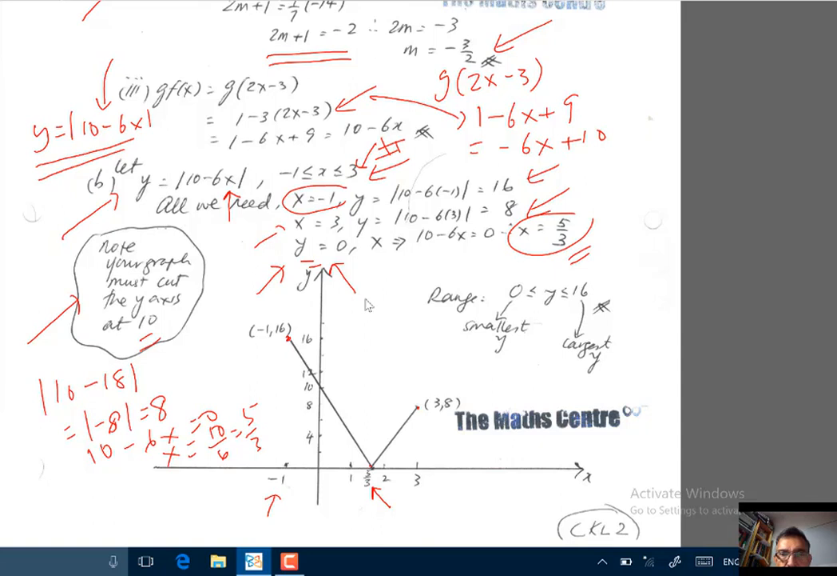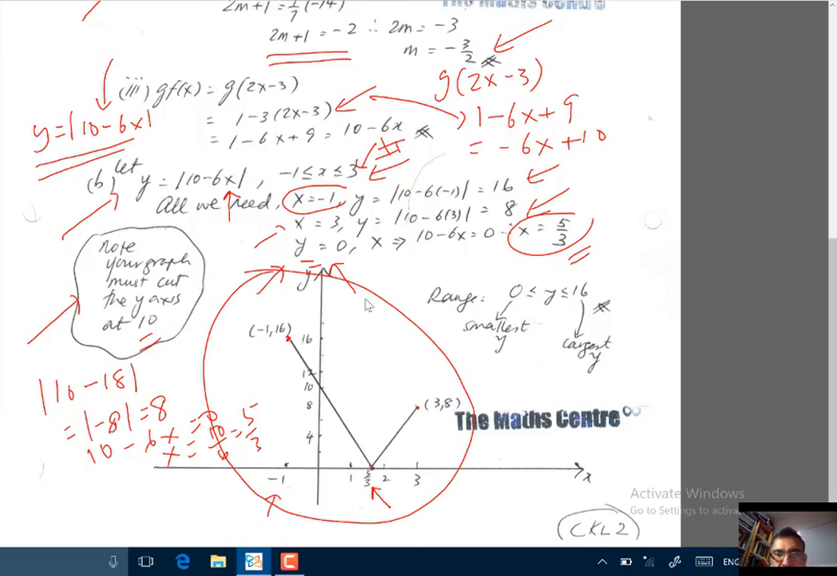To get the range of y, all you have to do is what? Look at this graph. What is the largest value of y? Good. 16. What is the smallest value of y? 0. Therefore, the range is y between 0 and 16.